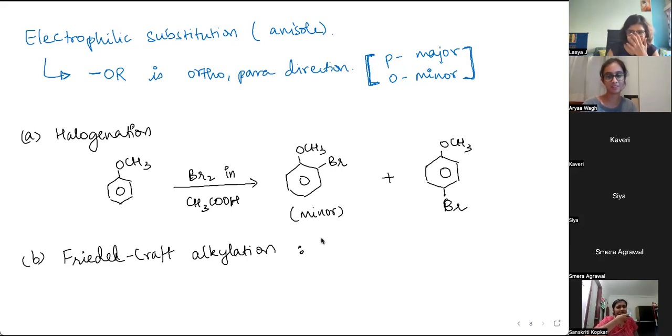CS2, that's a medium. Alkylation, कहाँ से मिलेगा ये alkyl group? अच्छा, वो CH3Cl. हाँ, CH3Cl in the presence of anhydrous AlCl3. Write it as RCl or RX, because it could be any alkyl group you're putting there.